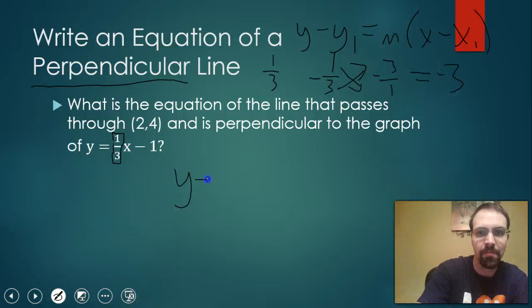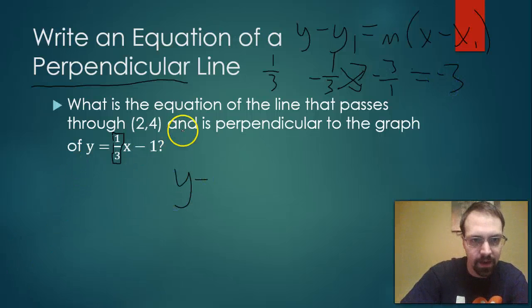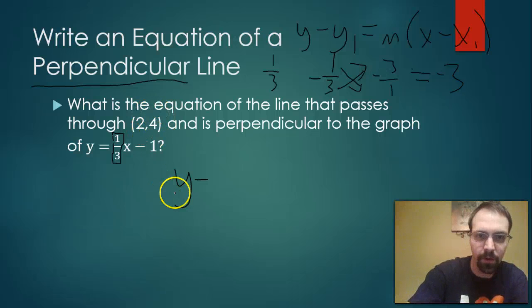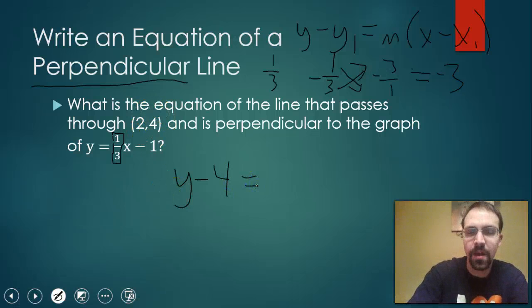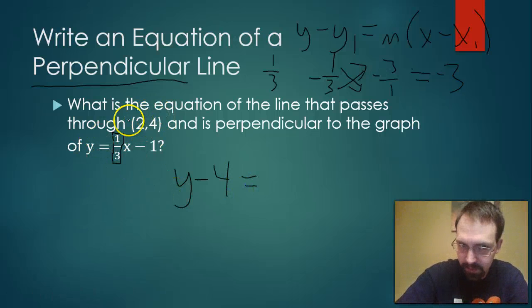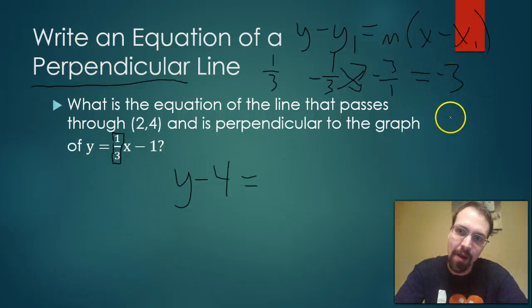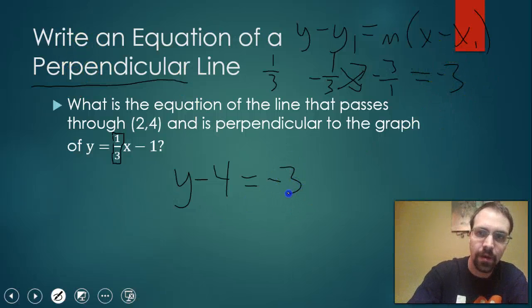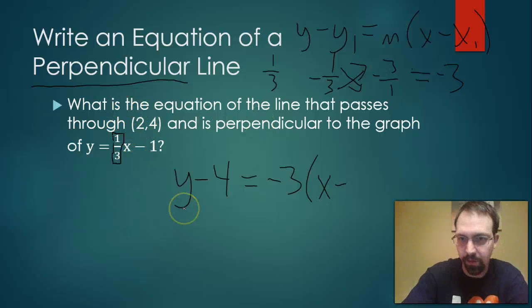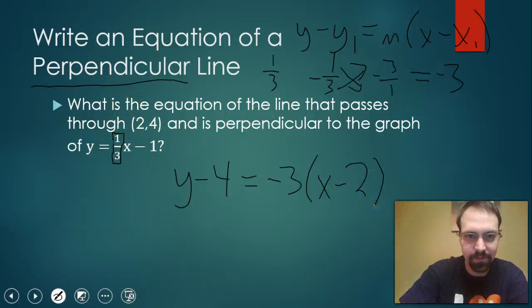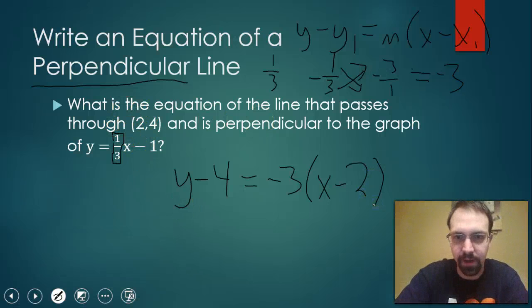So we have y minus y1, which in this case is right here. That's going to be the 4. So y minus 4 equals my new slope. Don't use this one. We're not making parallel lines. We're making perpendicular lines. So that's this guy up here. So -3 times x minus x1, which is dos, or 2. Oh, duh, for all of you Spanish and French speaking friends. I don't know it in German. Sorry. I didn't mean to butcher it.